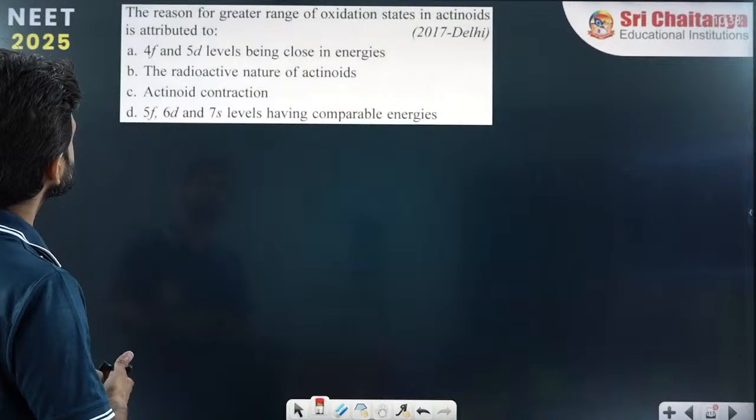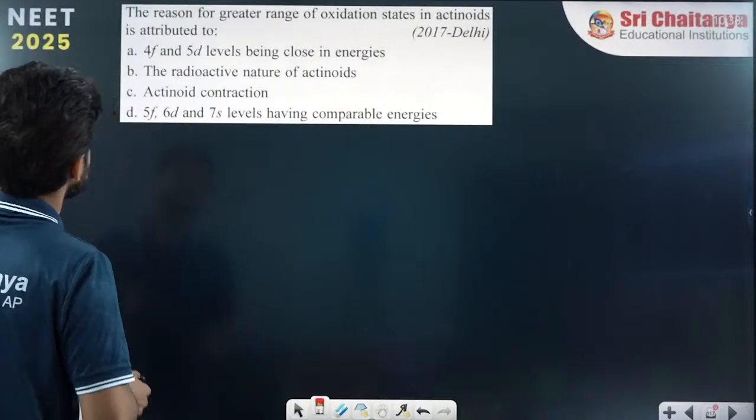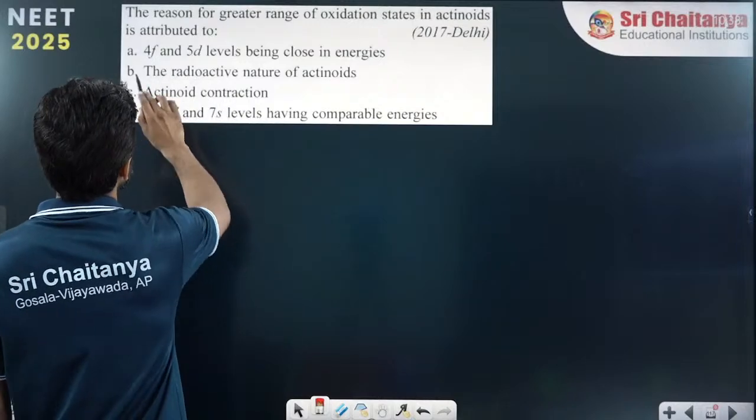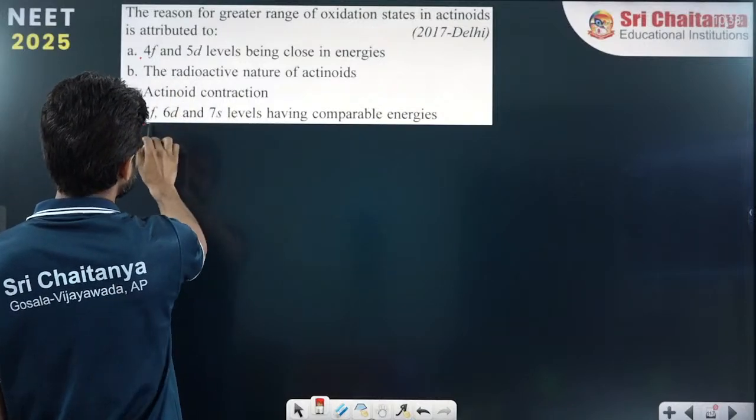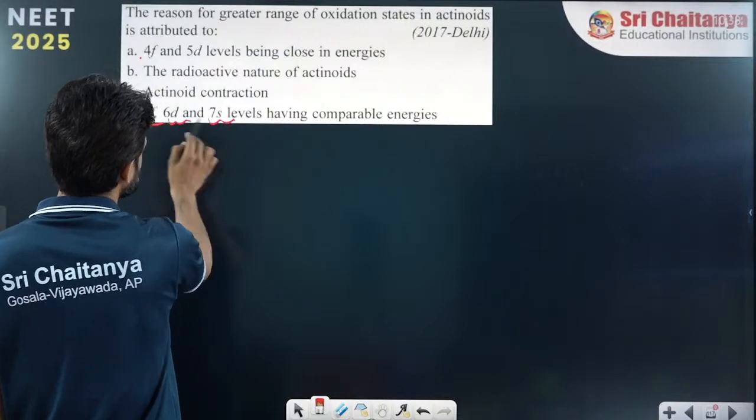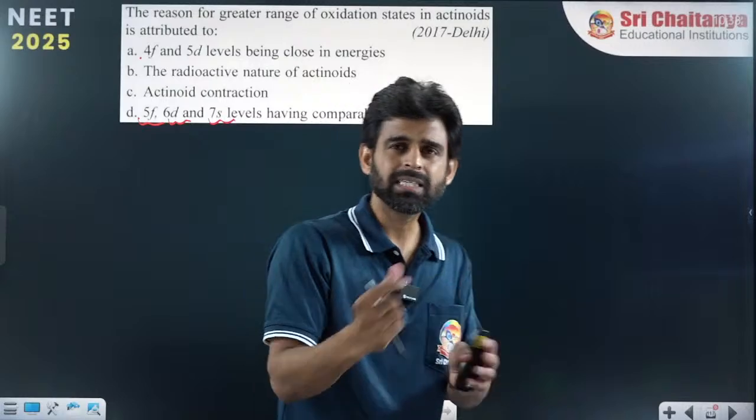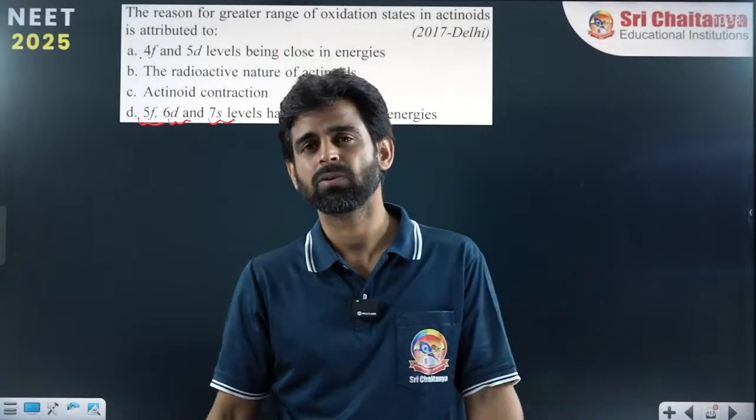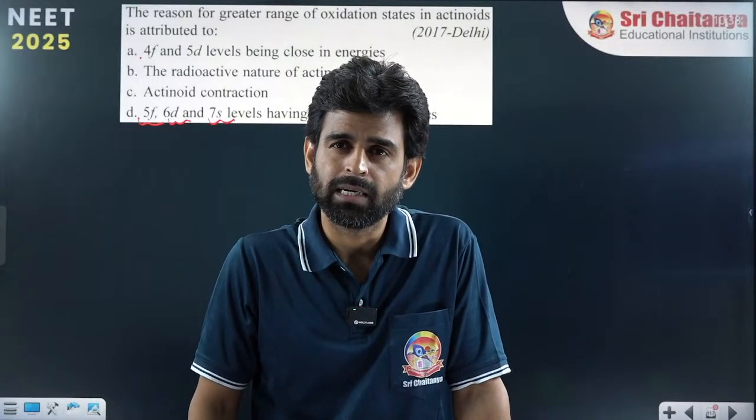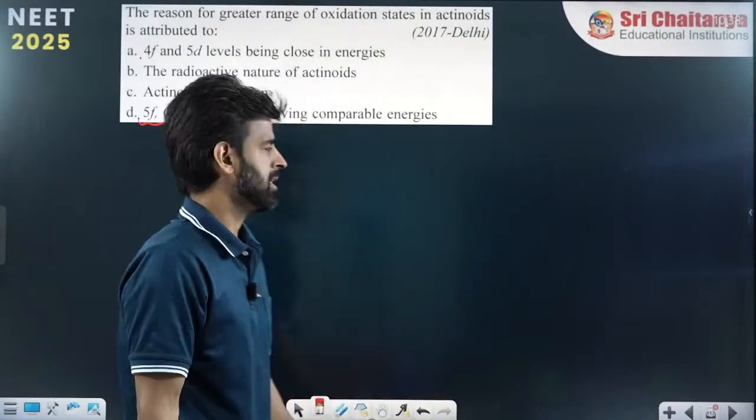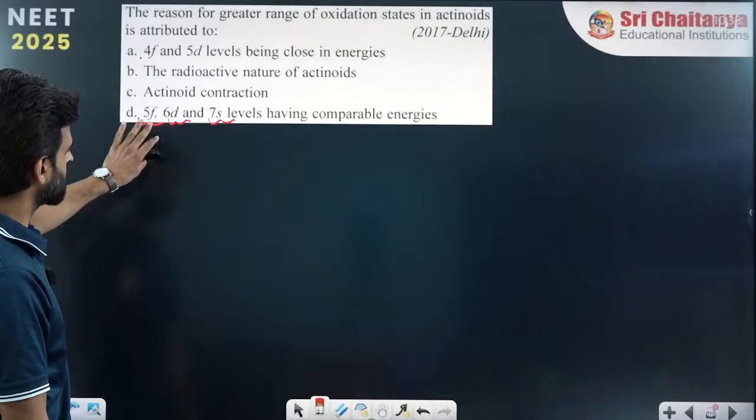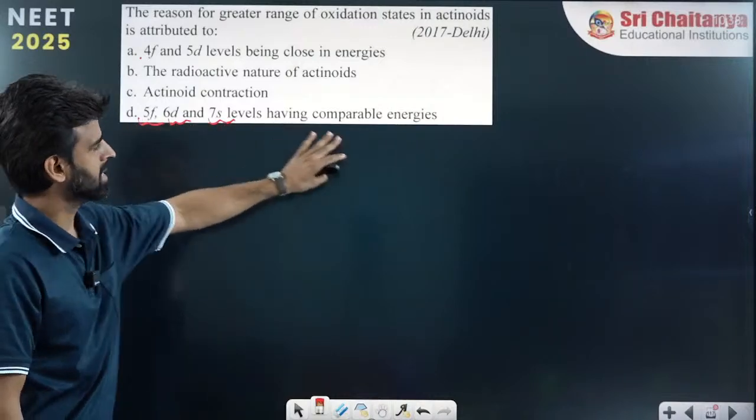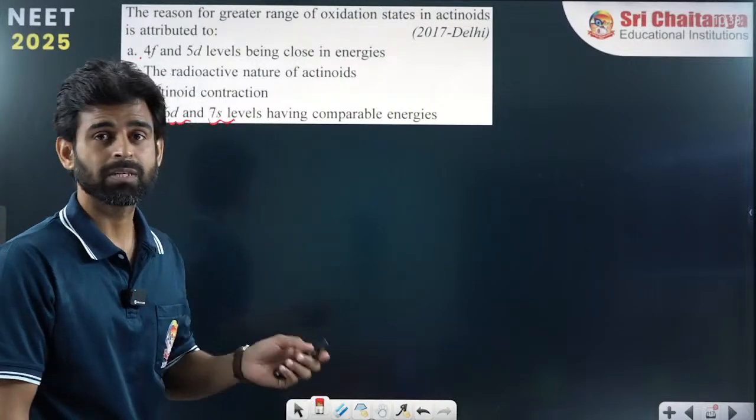Okay. The reason for the greater oxidation states in actinoids than lanthanoids is that the 5f, 6d, 7s energy gaps are very small, so electrons can easily jump from one orbital to another. That's why it can show a lot of variation. Lanthanoids can show only +3, maybe sometimes +2, +4. But actinoids can show +3, +4, +5, +6, +7. So here there is more variation. Why? Because of the small energy gap between these three subshells.